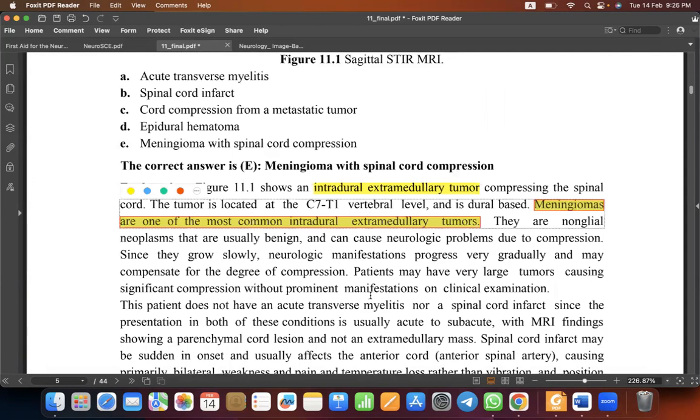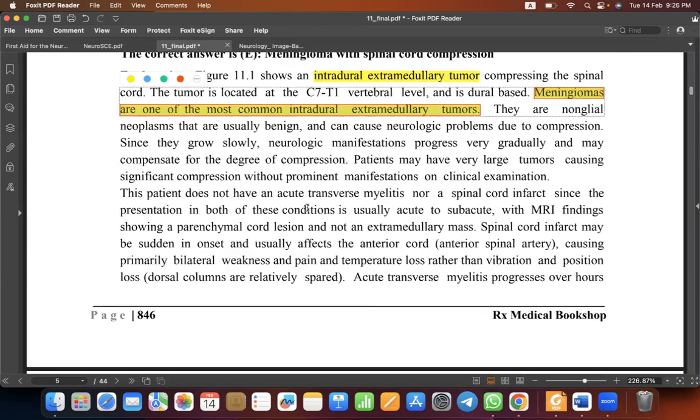Whenever it can compress, they might be having some troublesome symptoms as well. Patient do not have any transverse myelitis or cord infarct, so the presentation is not acute. It is actually, more or less, involving a lot of time. So it's a subacute to chronic phase, right?